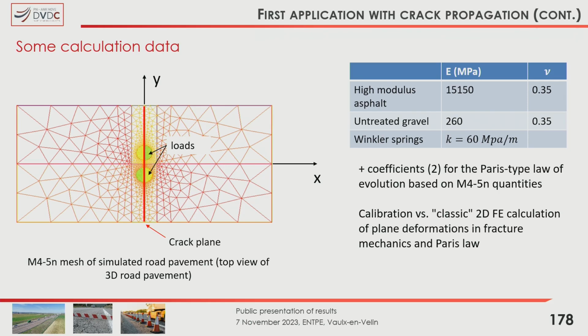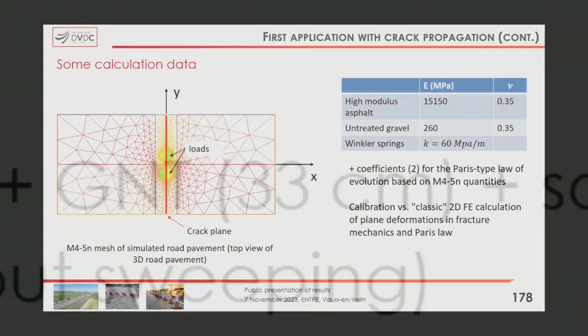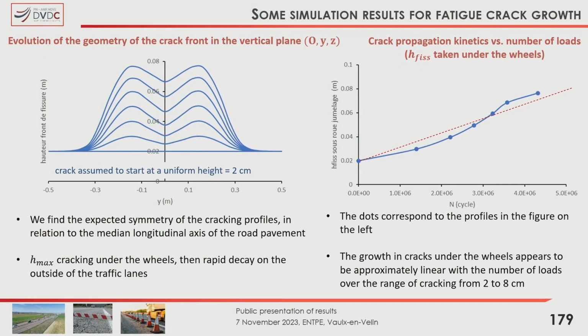As you can see, here we introduce the initial crack at a balanced height on the asphalt. Let me go backwards. We introduce it at the base of this layer here, this second layer. Then after that, we have to enter a certain amount of calculation data, for example, the mechanical characteristics of the road pavement, and then two additional coefficients. These are the coefficients that specify the Paris type law of evolution based on the type of structure. So once we'd set out all of these parameters, we could launch the calculations.